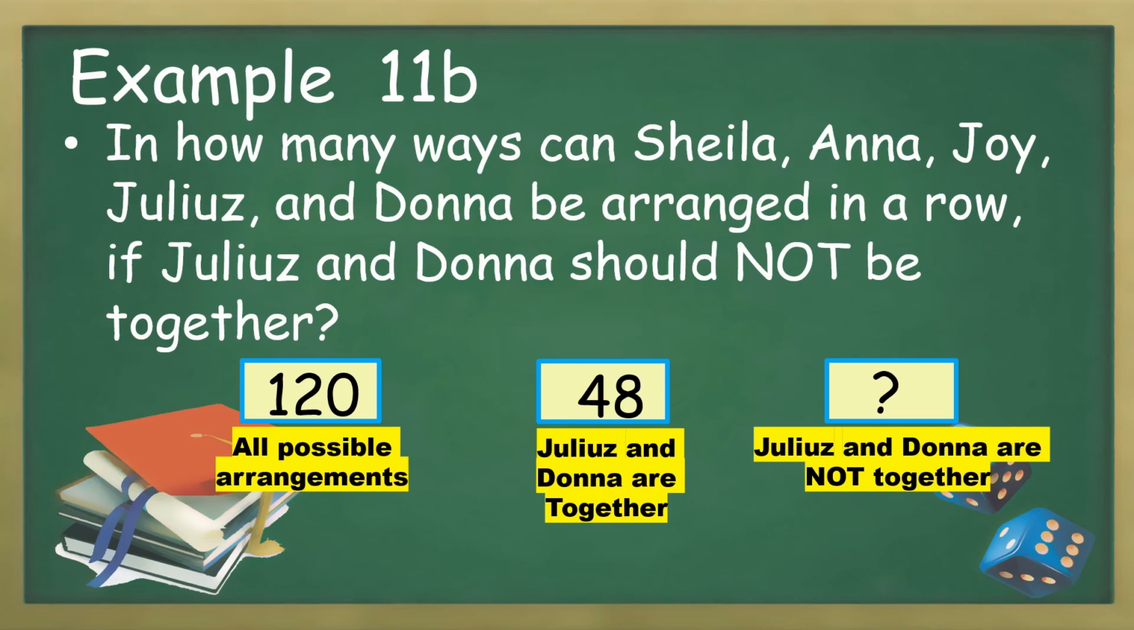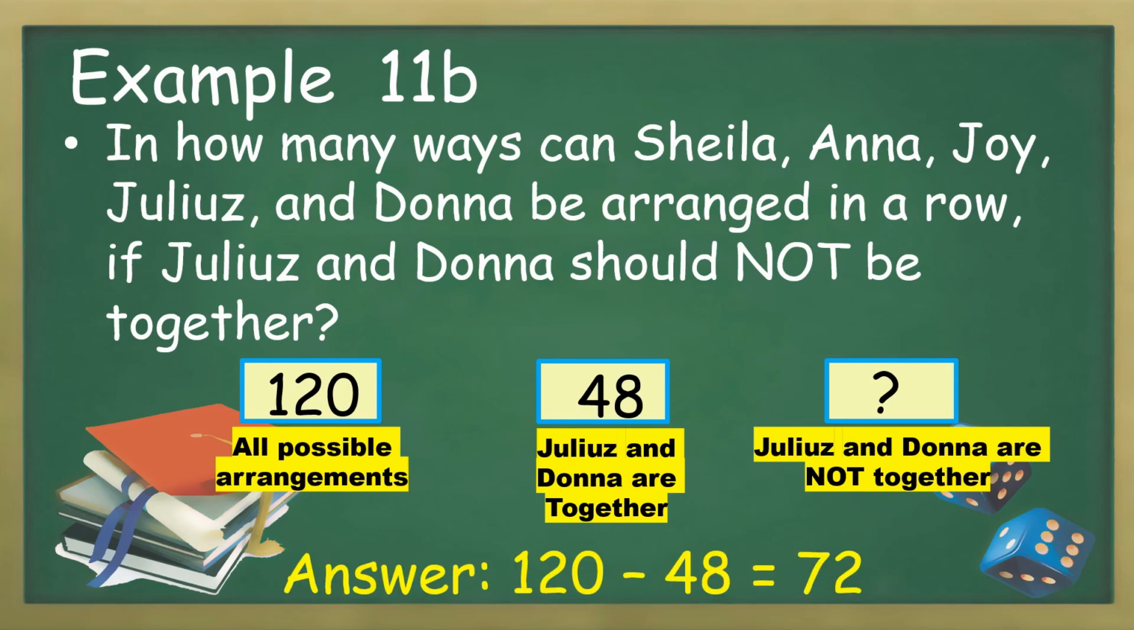So if you notice, all possible arrangements will include the arrangements where Julius and Donna are together and where Julius and Donna are not together. So meaning, if we remove the arrangements where Julius and Donna are together out of all possible arrangements, what will be left are the arrangements where Julius and Donna are not together. So all we have to do is subtract the arrangements where Julius and Donna are together from all possible arrangements. Therefore, we have 120 minus 48, which will give us 72.